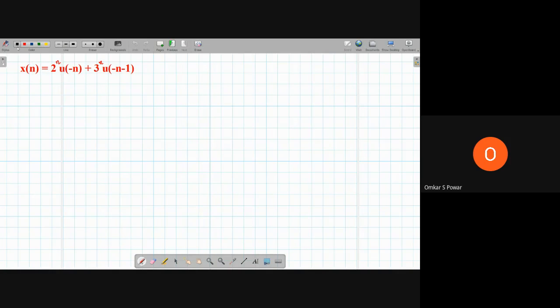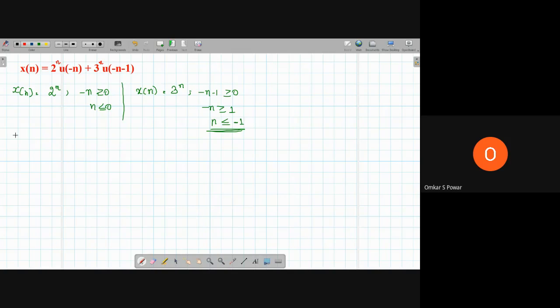So what's the question here? X of n is equal to 2 to the power of n u of minus n plus 3 to the power of n u of minus n minus 1. So first thing what we have to write, we should write the mathematical expression. So x of n is equal to 2 to the power of n for minus n greater than or equal to 0, or you can write n is lesser than or equal to 0, taking this notation that side. Then for other term, x of n is equal to 3 power of n for minus n minus 1 is greater than 0, minus n is greater than or equal to 1, or n is lesser than or equal to minus 1. So I have taken this minus to the right hand side so that our notation becomes easy. So if you write this mathematical expression, it will be easy to solve.